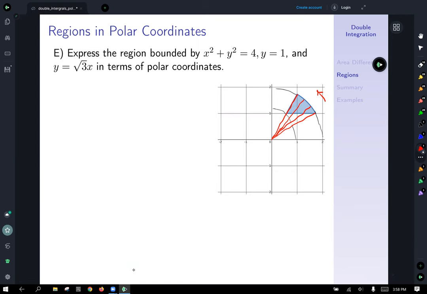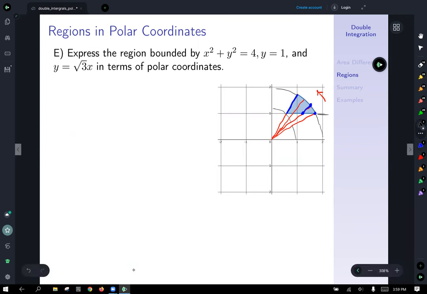But we don't want that entire red slice at all. We only want the portion of that slice that is in our region. So one of our slices here would look like this. Let's just do that. Okay, let's label a few things in here.